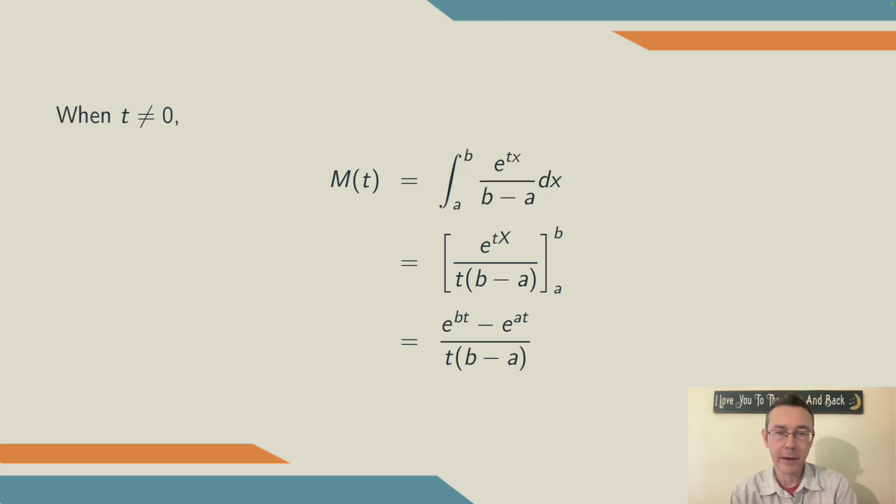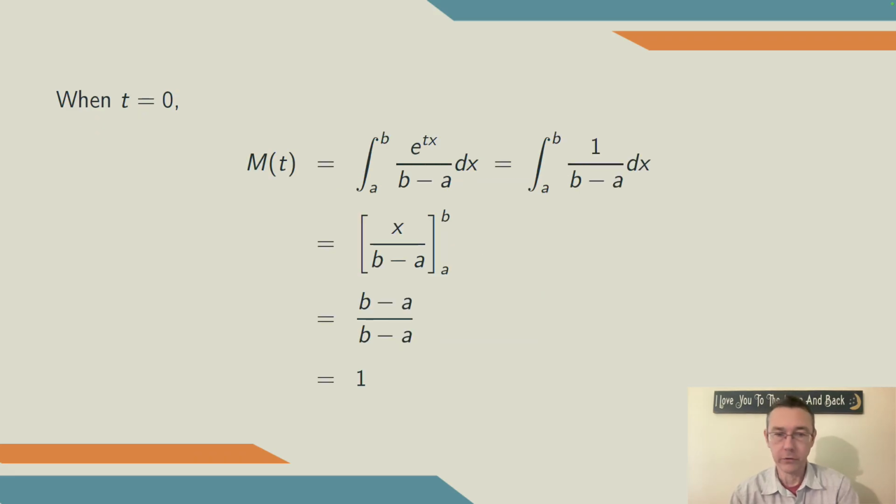And here you can see why we have to assume that t is not equal to 0. We have a t in the denominator here. When t is equal to 0, things are simpler because e to the tx is just 1. So we're integrating the constant, 1 over b minus a. When we do that, when we integrate, take the endpoints, plug in, subtract, we just get 1.